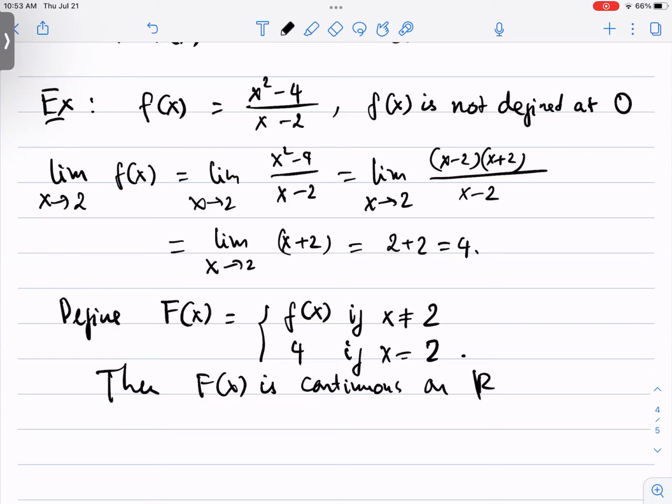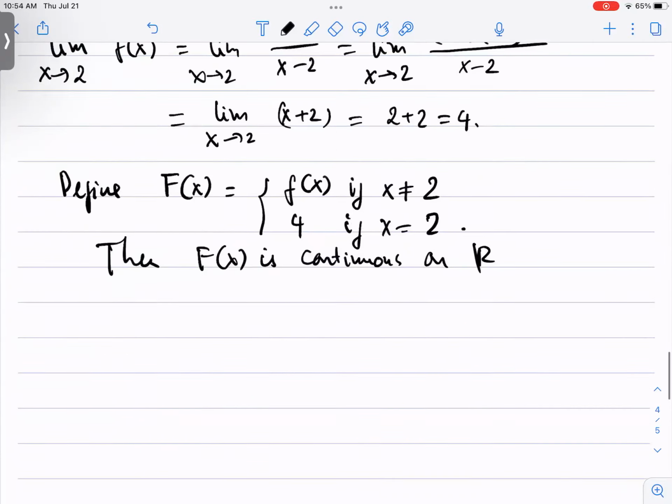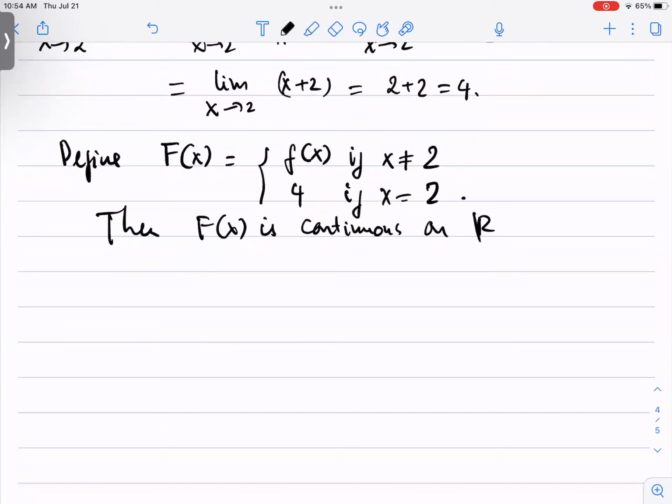Consequently, we can define the function capital F of x in the following way. It's going to be equal to the function small letter f of x if x is different from 2, and it's equal to 4 if x equals 2. In this way, capital F of 2 is exactly equal to the limit of this function when x approaching 2. Therefore, the function is continuous on the set of real numbers. In the next section, we're going to discuss combinations of continuous functions.